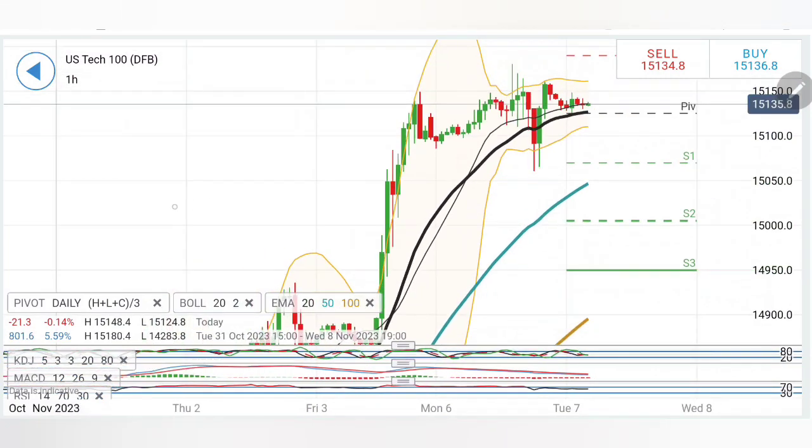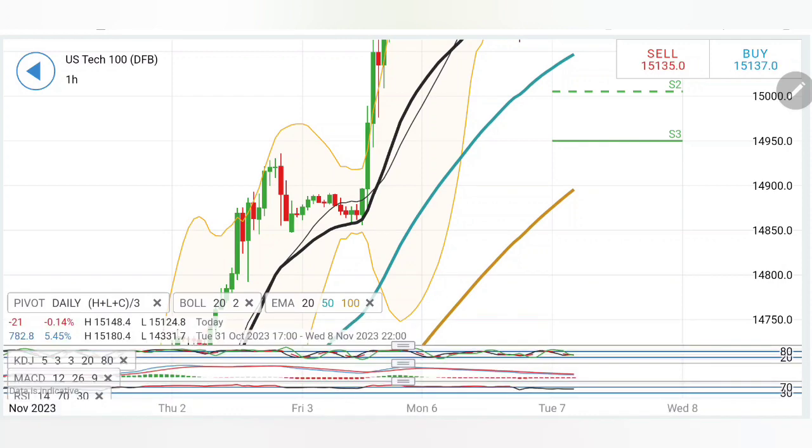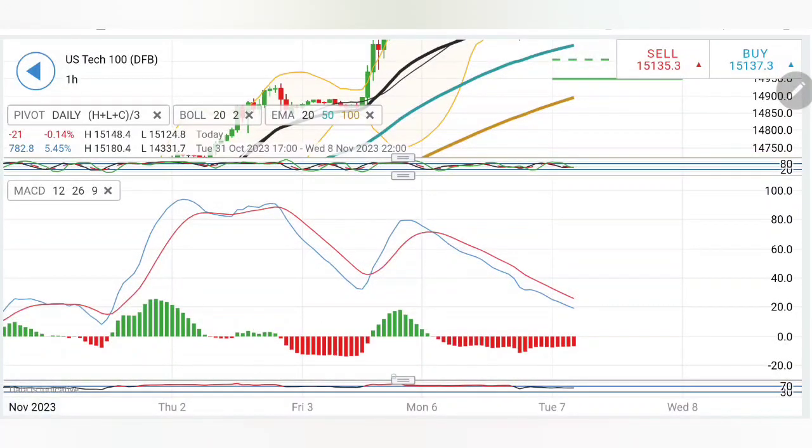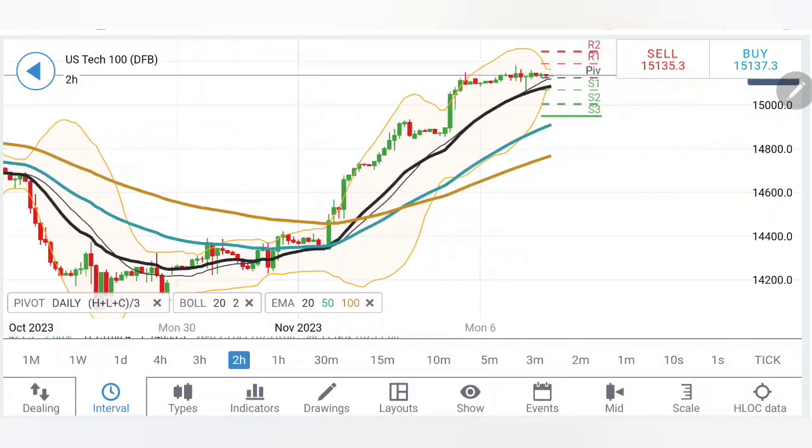If you look at the moving averages, they are trading with extreme divergence. It calls for them to converge, which means a good strong drop, and the support levels are here at around 14850, 14900. Stochastic has dropped. MACD is trading with a bearish bias. RSI has come out of the overbought zone.